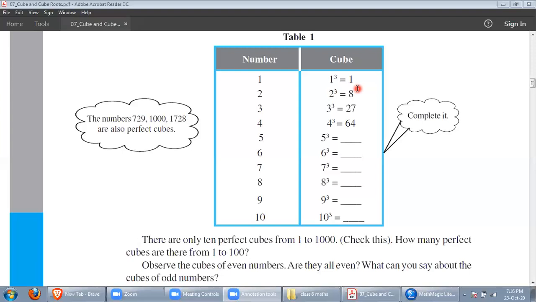Okay, but regarding cubes, like say minus 2 into minus 2 into minus 2.